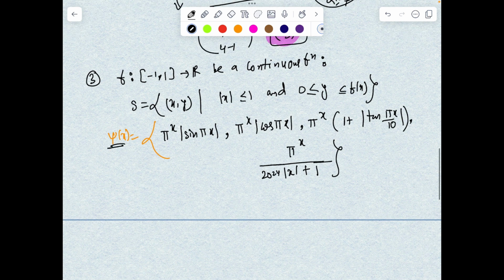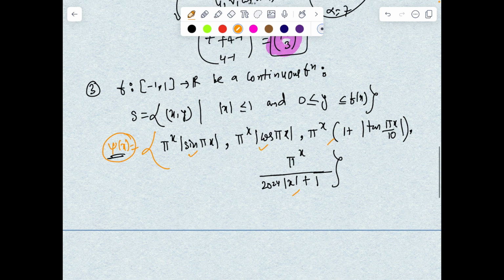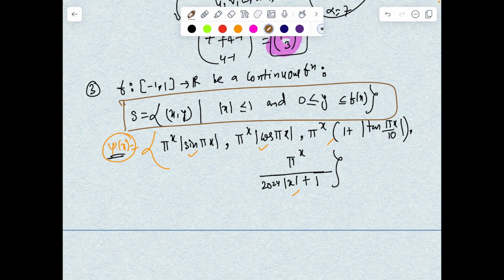So the question is, if a function is randomly chosen from psi of x, this set of functions, how many functions are there? 1, 2, 3, 4. What is the probability that the areas of two of them will be the same? That is the first part, and the second part: what is the probability that two of them will have the largest area? The answer for both of them will be 0.